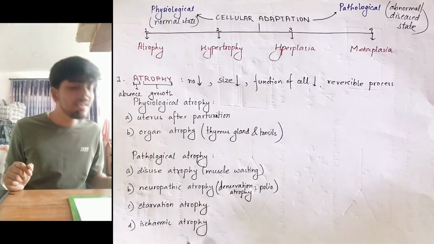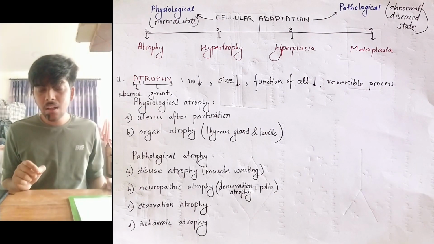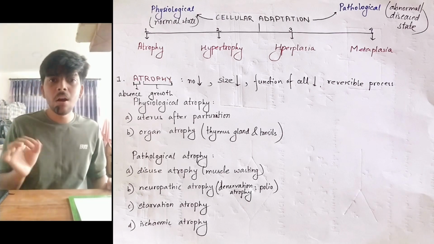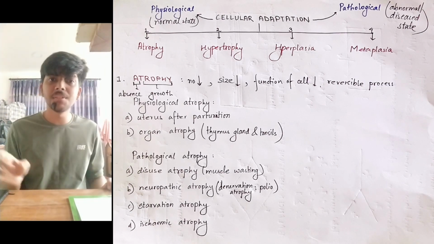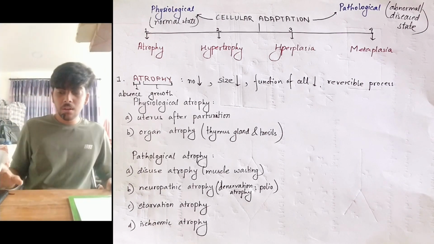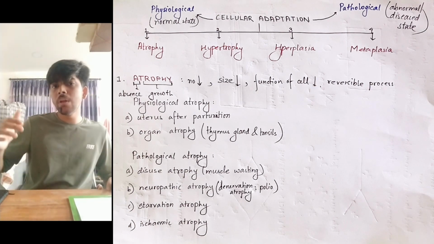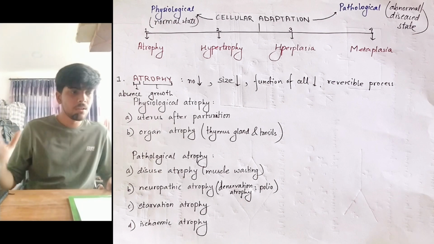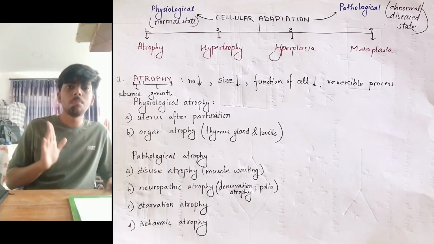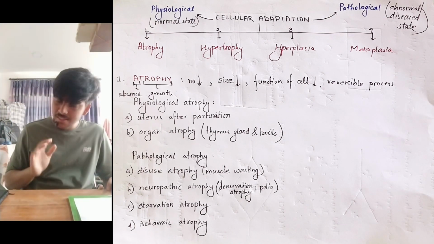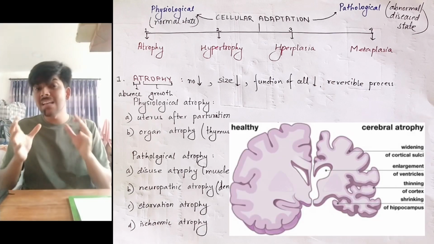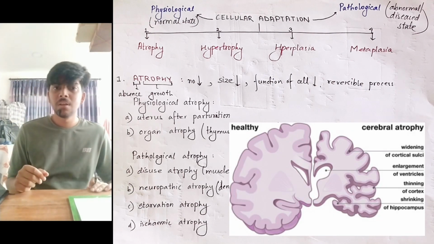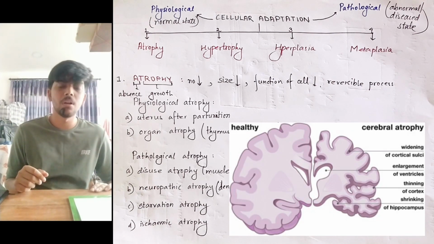Finally, ischemic atrophy. Ischemia refers to decrease in flow of blood through arteries to your organs. Let's say you are growing older and older and older. You have grown quite aged. What happens is the flow of blood to your brain decreases, due to which the size of the brain also decreases, and this leads to memory loss.